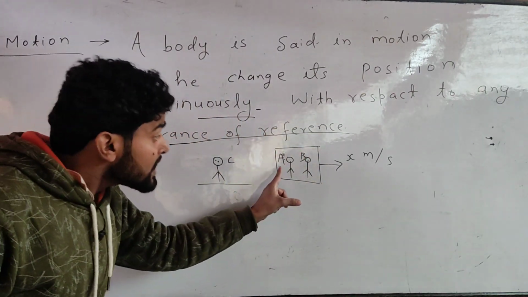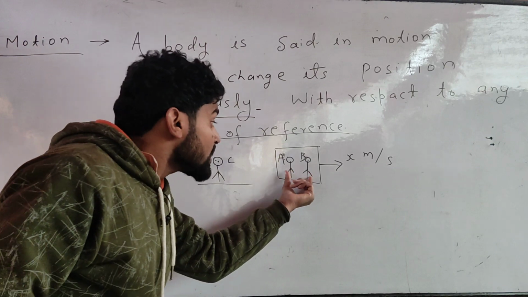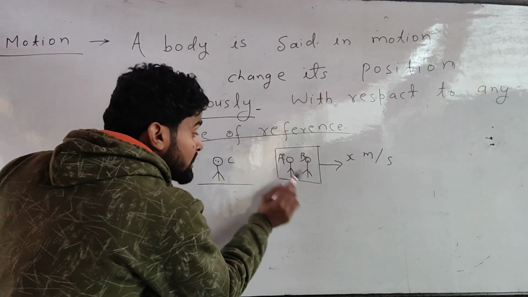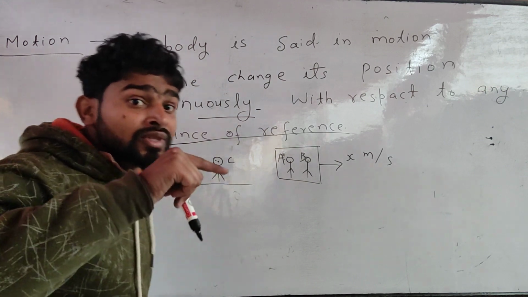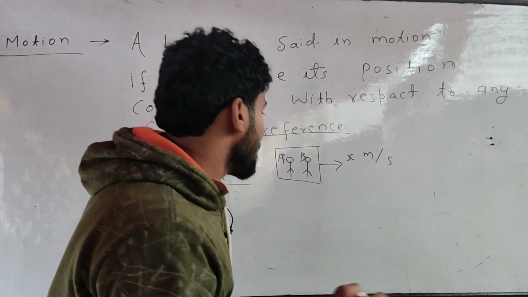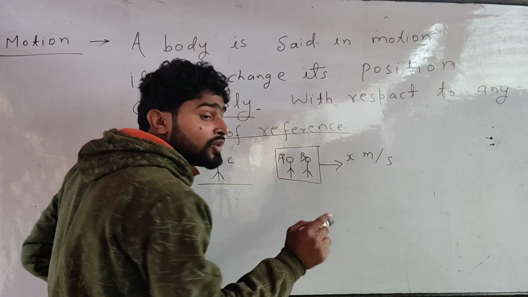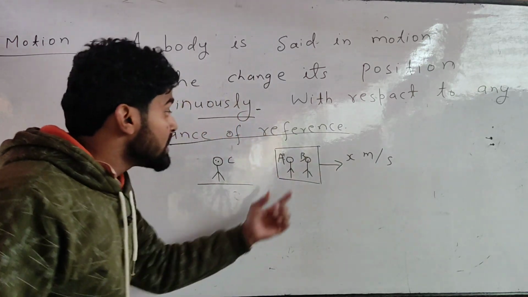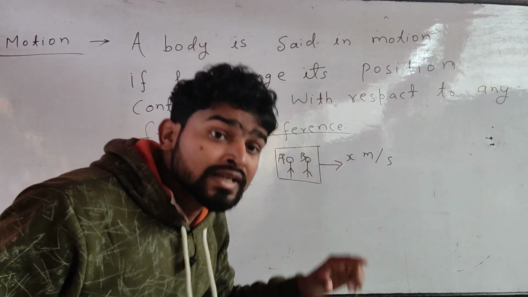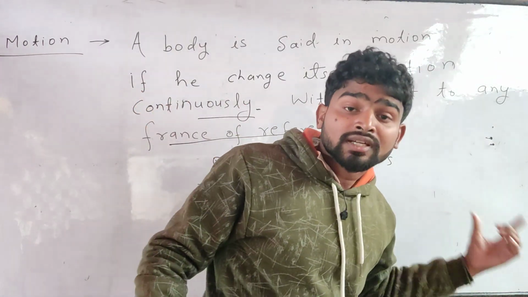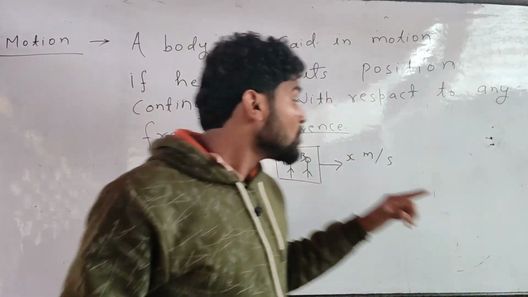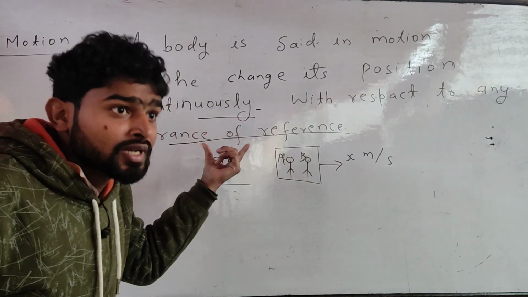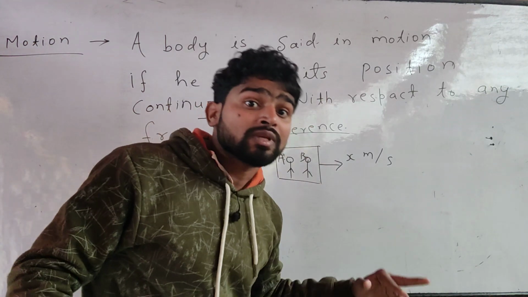But when A and B look at each other, the position of A is not changing with respect to B, and the position of B is not changing with respect to A. It means A and B both are at rest with respect to each other. So before defining motion, the frame of reference is very important. In which frame are you observing?